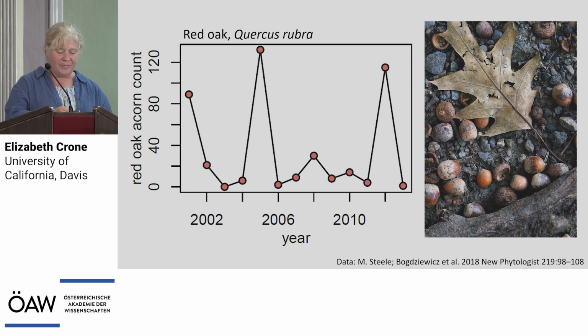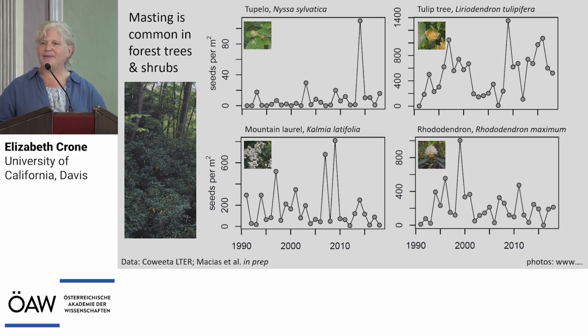And what you see is that there are years with very low seed production and a few years with very high seed production. And we're all familiar with this in forest trees like conifers and oaks and beeches, but this actually happens in all kinds of plant species.